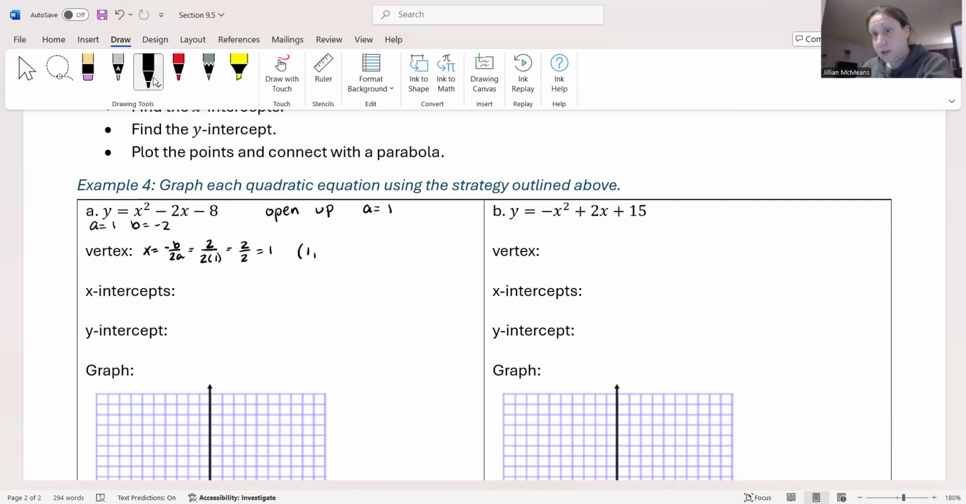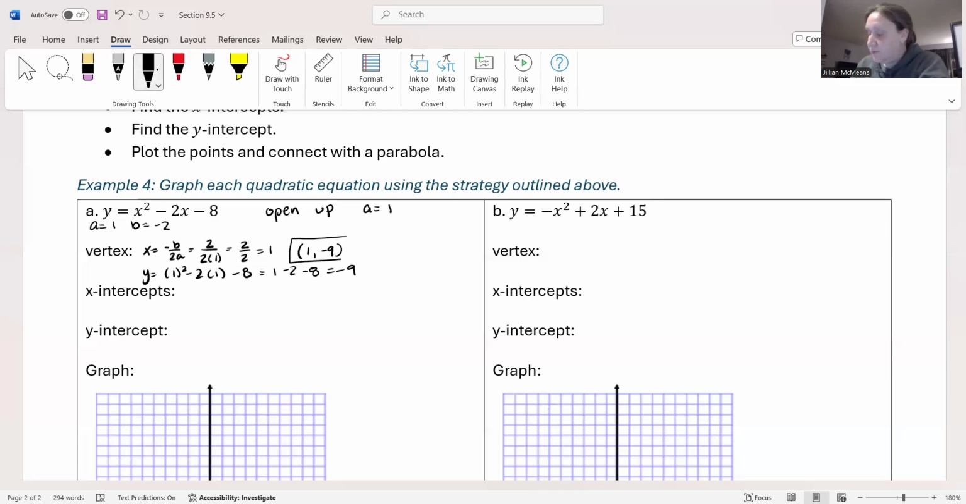Now we need to plug that x-coordinate of 1 back into the quadratic equation and solve for y. So y equals 1 squared minus 2 times 1 minus 8. So let's see, 1 squared is 1. -2 times 1 is -2. Move over our -8. So 1 minus 2 is -1. -1 minus 8 is -9. So our vertex is the ordered pair (1, -9).